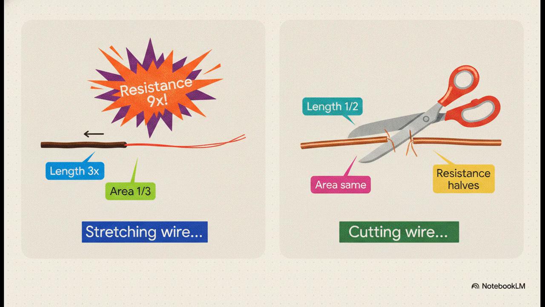Okay, this first rule is a perfect example of why you've got to read the prompt super carefully. Exam questions love to ask what happens when you stretch a wire versus when you cut it. Now, think about it. When you stretch a wire to, let's say, 3 times its length, you aren't just changing the length. You're squeezing the wire, right? You're making it thinner. So the cross-sectional area actually drops to 1/3. And since resistance is length divided by area, a 3 times increase in length combined with a 1/3 decrease in area multiplies the total resistance exponentially. It jumps by 9 times.